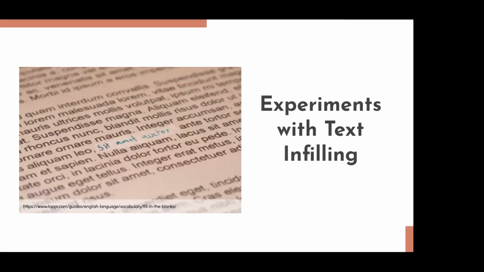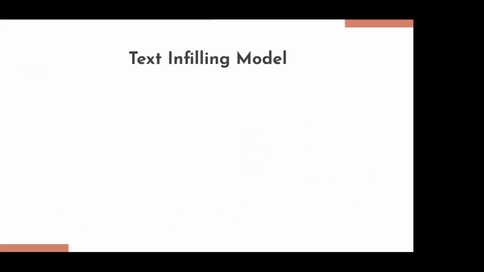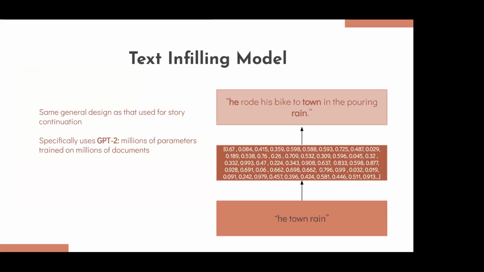Okay, so now I'm going to shift to some of the experiments that I did with text infilling, which is another thing I mentioned earlier. So text infilling, like I said, the text infilling task here is you have some list of words, for example, he, town, rain, that's a list. And you're trying to convert that list of words into a full sentence. So an example of an instance of text infilling given he, town, rain would be he rode his bike to town in the pouring rain. So that's an infilled sentence for the list of words, which I'm calling a prompt.